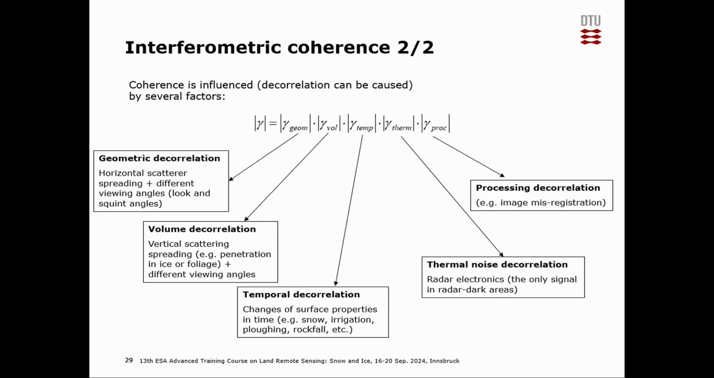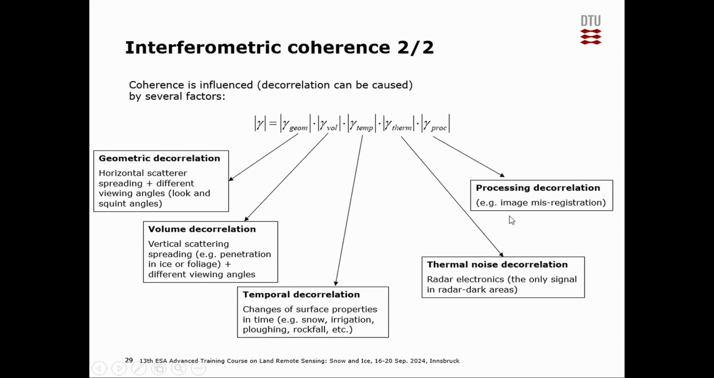There are many things which can contribute to the decorrelation. The spreading of scatterers, both horizontally, that's geometric decorrelation, and vertically, that's volume decorrelation, for example, due to penetration in snow and ice. Then there is temporal decorrelation, so if there are changes in the surface properties, or even just in the electromagnetic properties of the surface at the time of the two acquisitions, this will cause decorrelation.